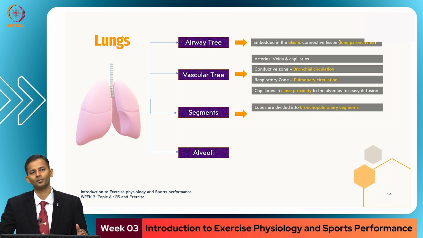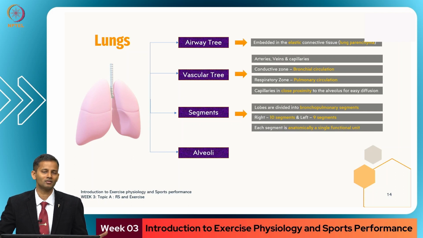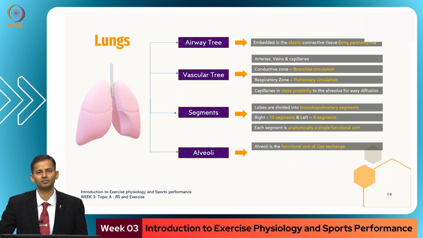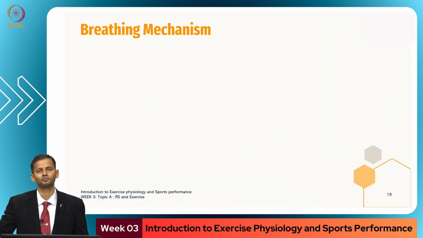Further, the lobes are subdivided into segments, and these segments are called bronchopulmonary segments, and they are considered as the individual unit of the lung. The right side has 10 segments and the left side has 9 segments. The alveoli is the functional unit where the gaseous exchange happens, and there are about 300 million alveoli in both the lungs. If you open them out, the surface area when you place them along matches as huge as a tennis court. So that's the number of alveoli that we have in our body.